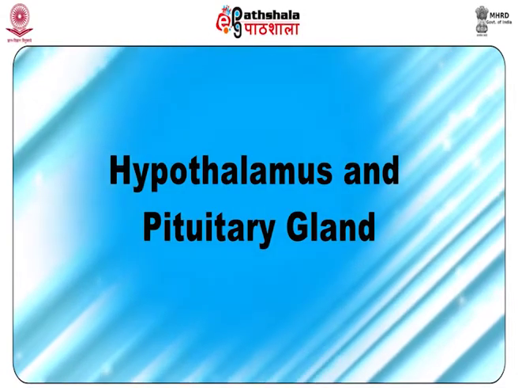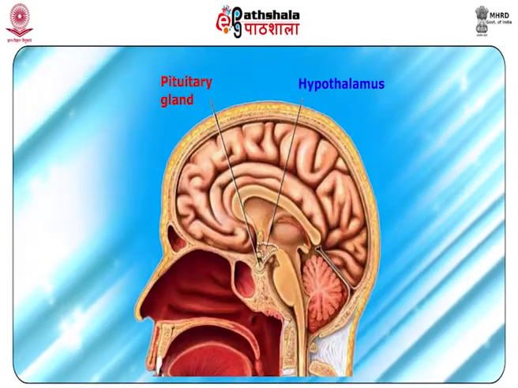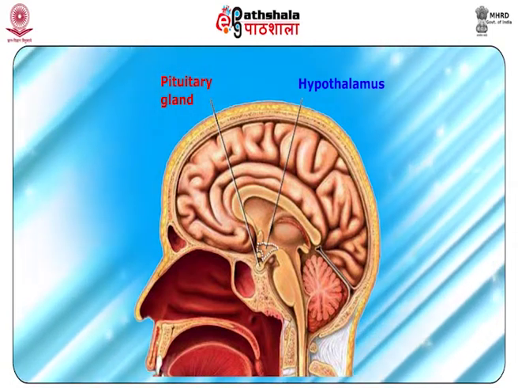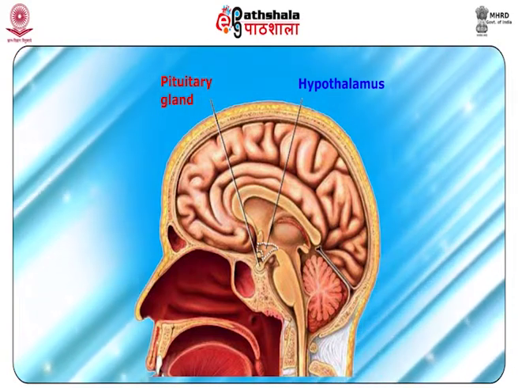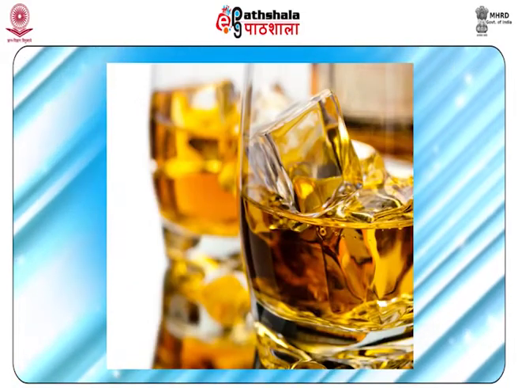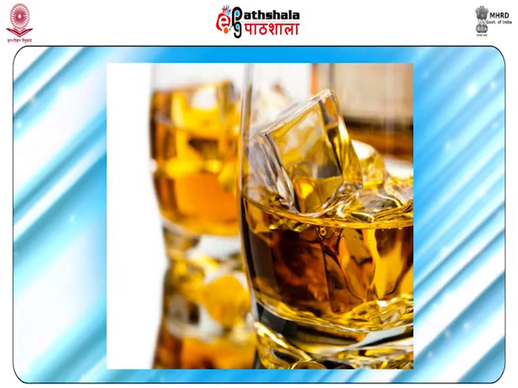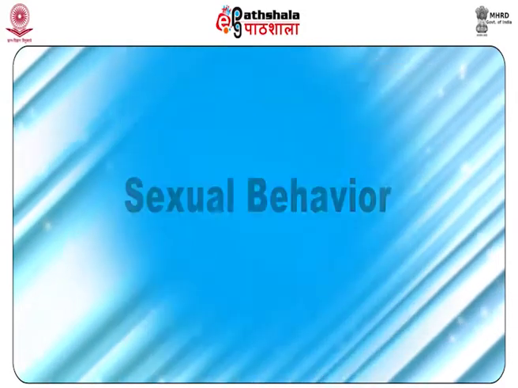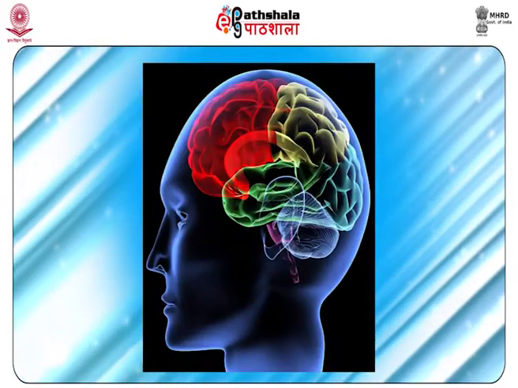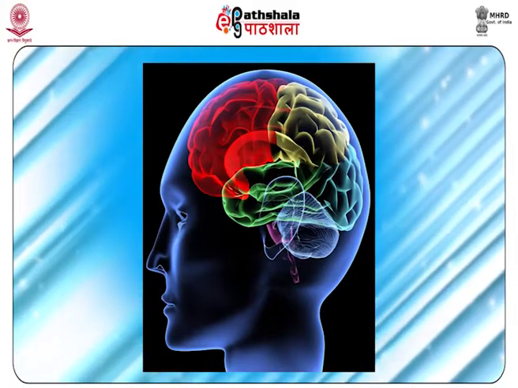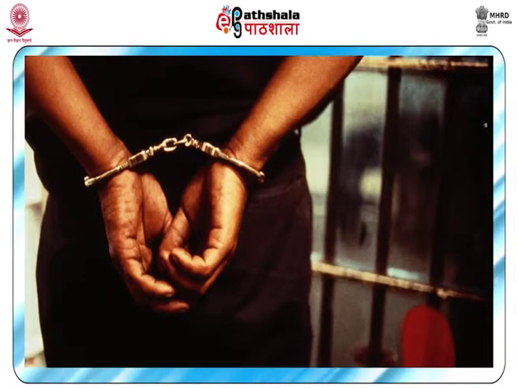Hypothalamus and pituitary gland. Both these glands coordinate many chemical and endocrine functions like secretion of sex, thyroid, and growth hormones. Alcohol has two major effects on these two glands. The first influences sexual behavior. Alcohol suppresses the nerve centers in the hypothalamus that control sexual instincts. Thus, the person becomes sexually aggressive and, in case of severe intoxication, may even commit an offense.